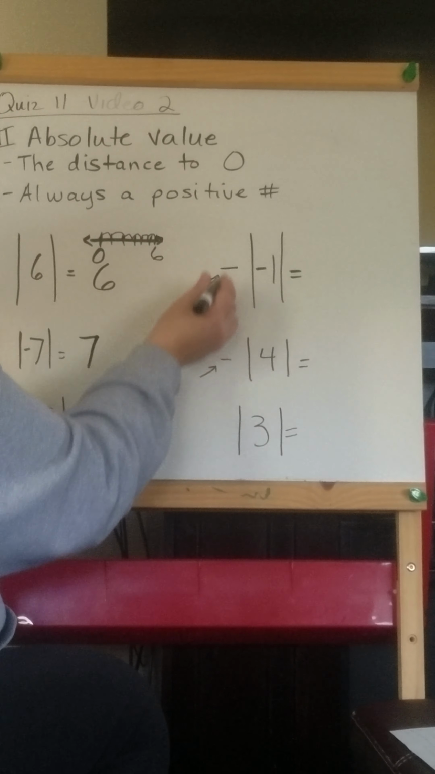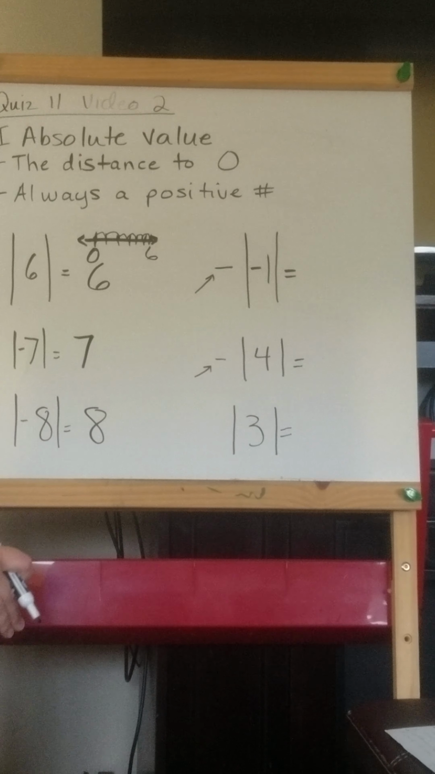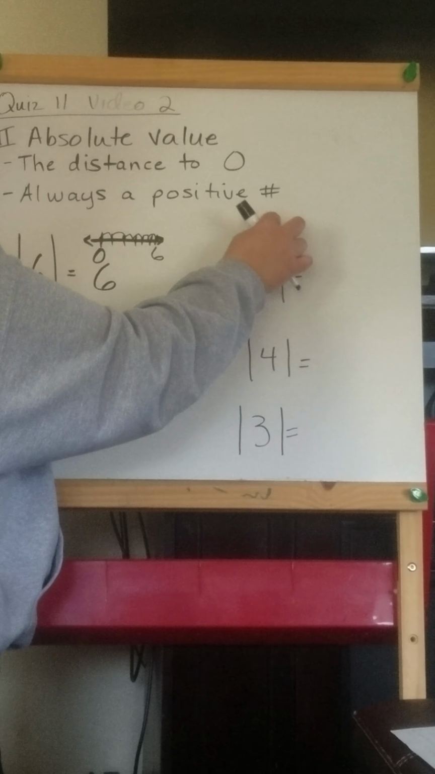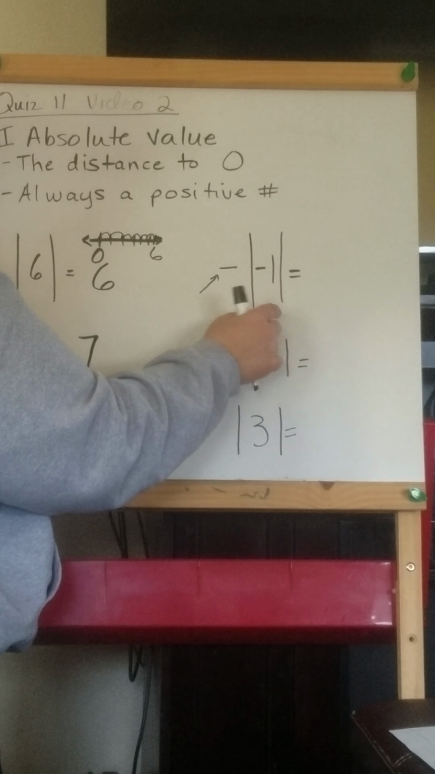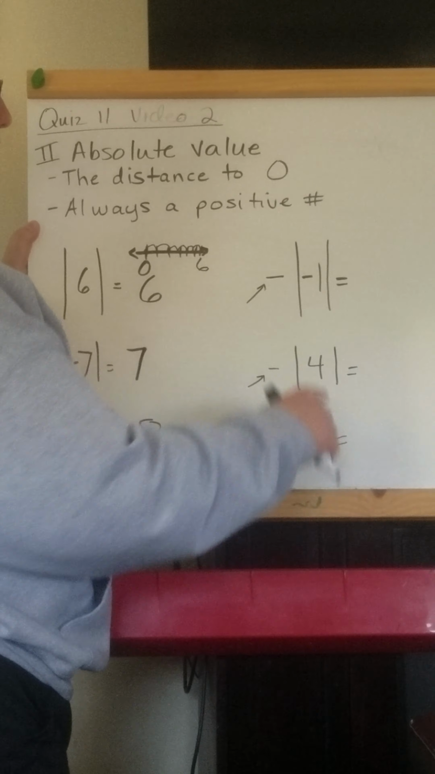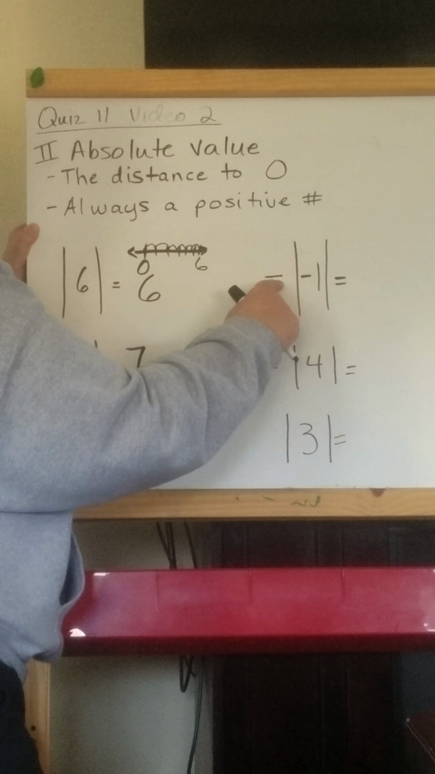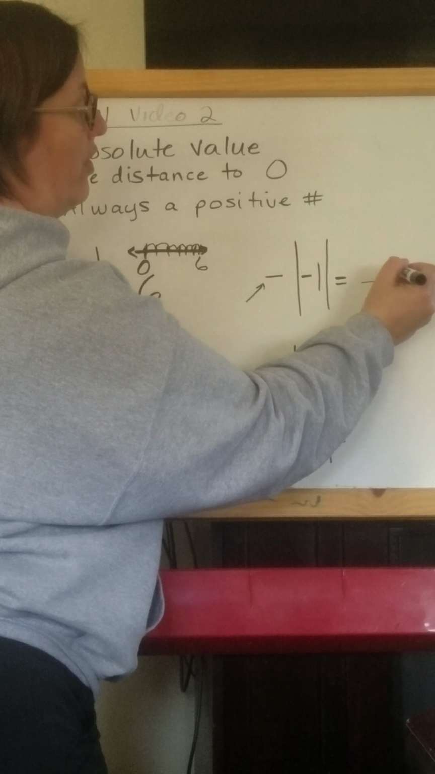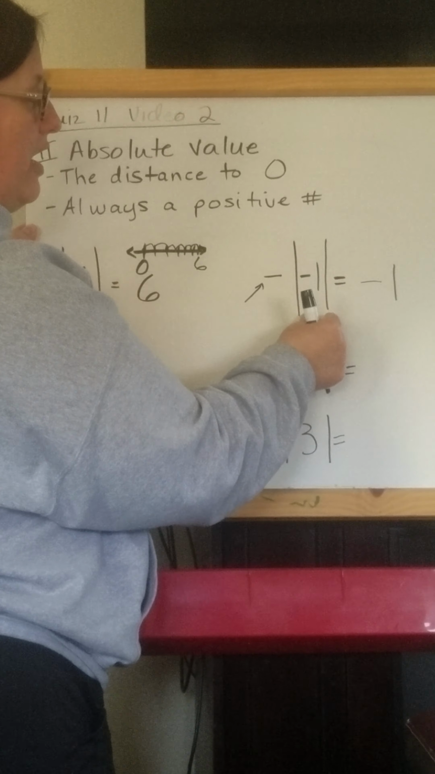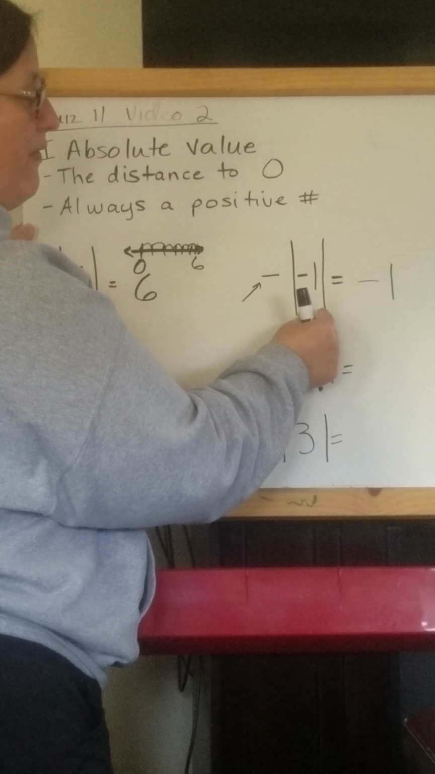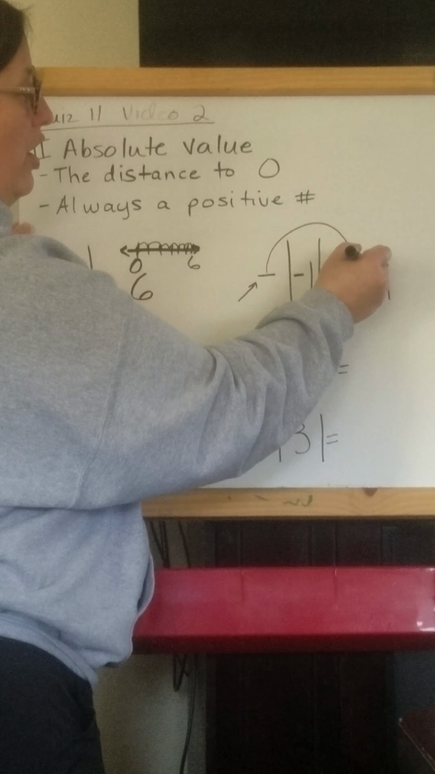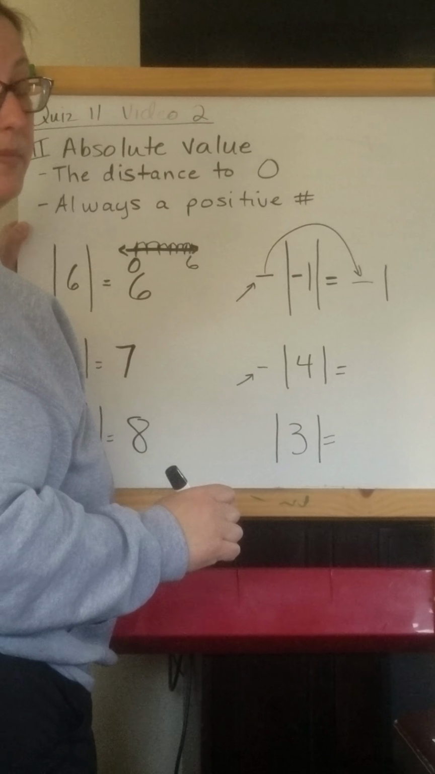All right, now over here, notice that I put a negative sign on the outside of the absolute value. When the negative sign is on the outside, the first thing you do is find the value here. So what is the value of the absolute value of -1? It is 1. But because there's a negative sign here, your answer will be -1. So this part right here is a +1. It's one step away from 0. But because this negative sign is here, your answer needs to have the negative sign.